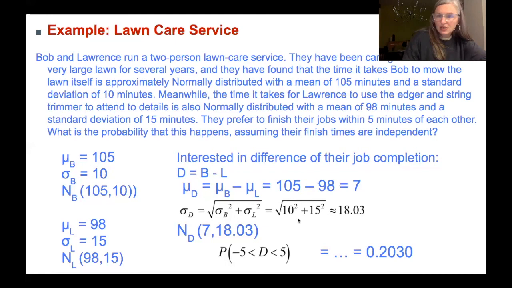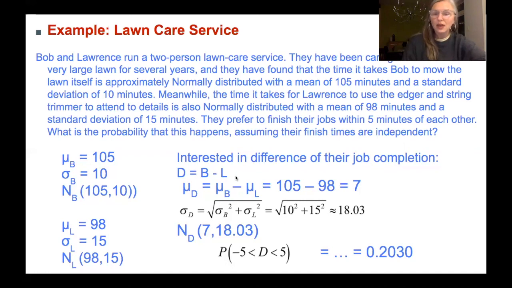So the standard deviation of Bob is 10 minutes. The standard deviation of Lawrence is 15 minutes. So square, add. I get 335. Take the square root, I get 18.03. So that means that the mean is 7 minutes and the standard deviation is 18 minutes. They have quite a large standard deviation.